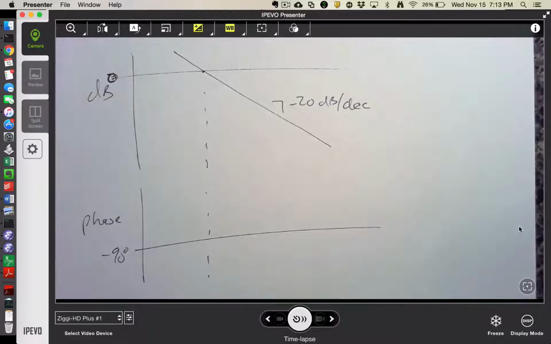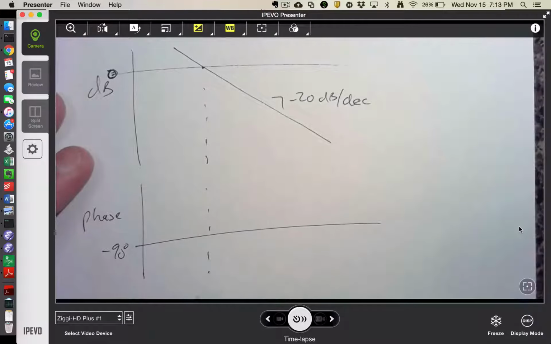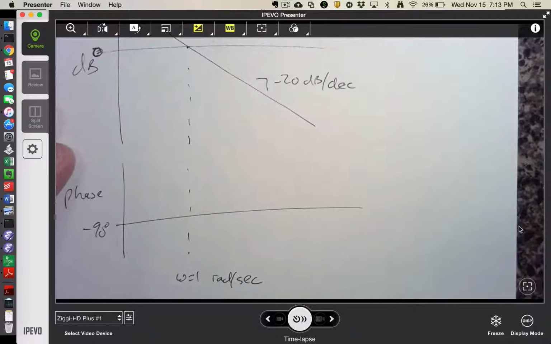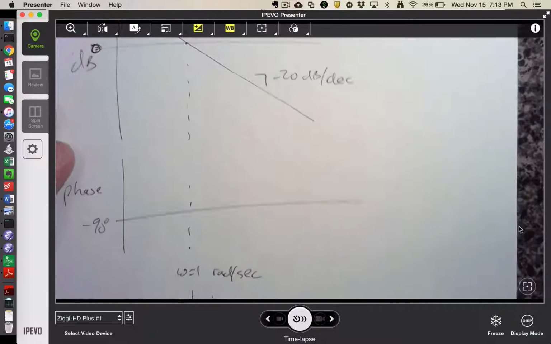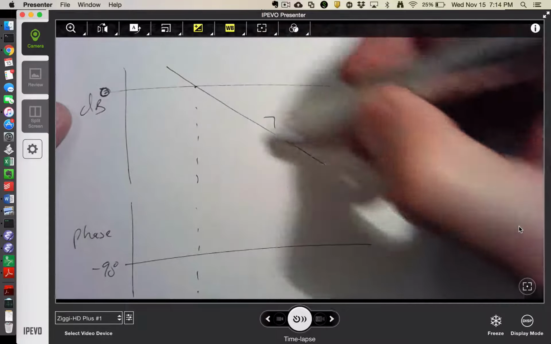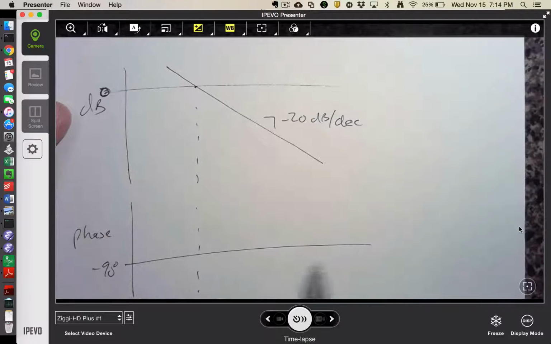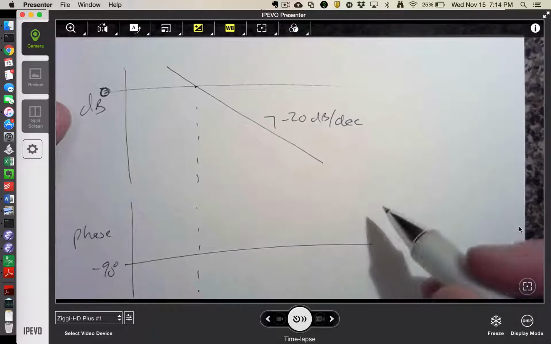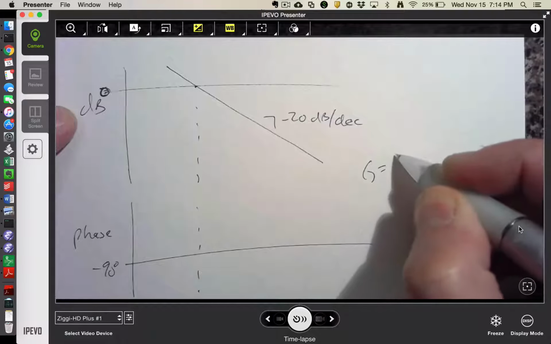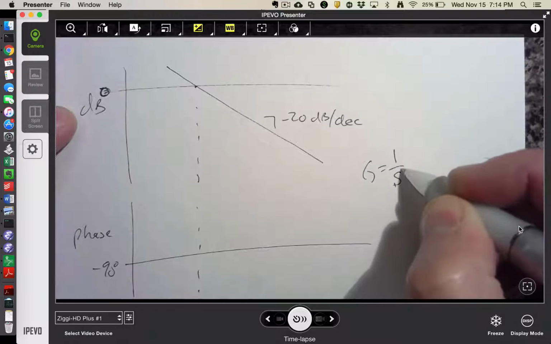Now, unfortunately, that's in radians per second, so that's just a little weird. I would never use radians per second on the frequency axis, so I've got to convert that to hertz. So slightly awkwardly, that becomes 1 over 2 pi hertz. Nevertheless, I've got a Bode plot. It's got a minus 20 dB per decade slope, minus 90 degrees constant phase, and this is legitimately a Bode plot for G equal to 1 over S.